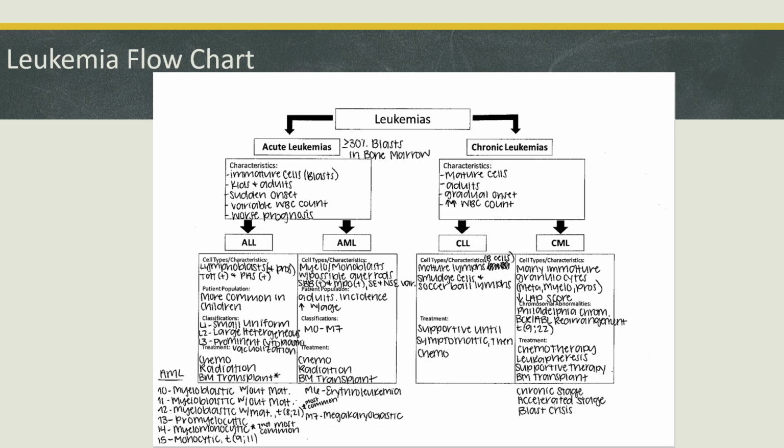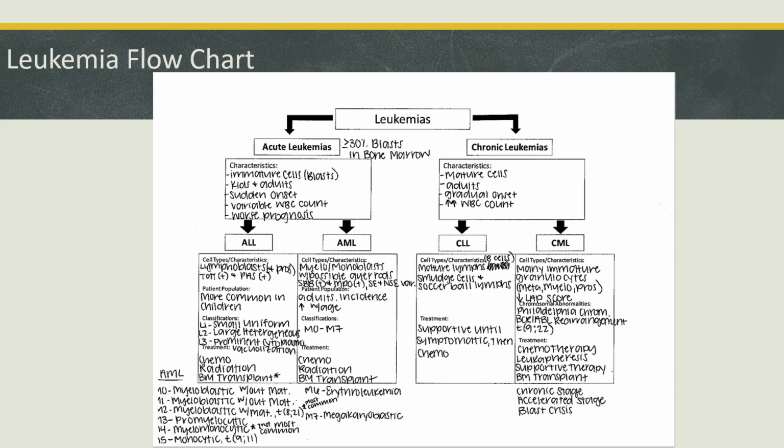Again, those classifications for ALL are going to be L1, small uniform cells, L2, large heterogeneous cells, and then L3, prominent lymphocytic vacuolization. All of those things are going to be considered. Now remember, our L3 category can cross over into some of our lymphomas, so keep that in mind when we get to our lymphomas. Treatment for these patients is typically going to be chemotherapy, radiation, and bone marrow transplant.